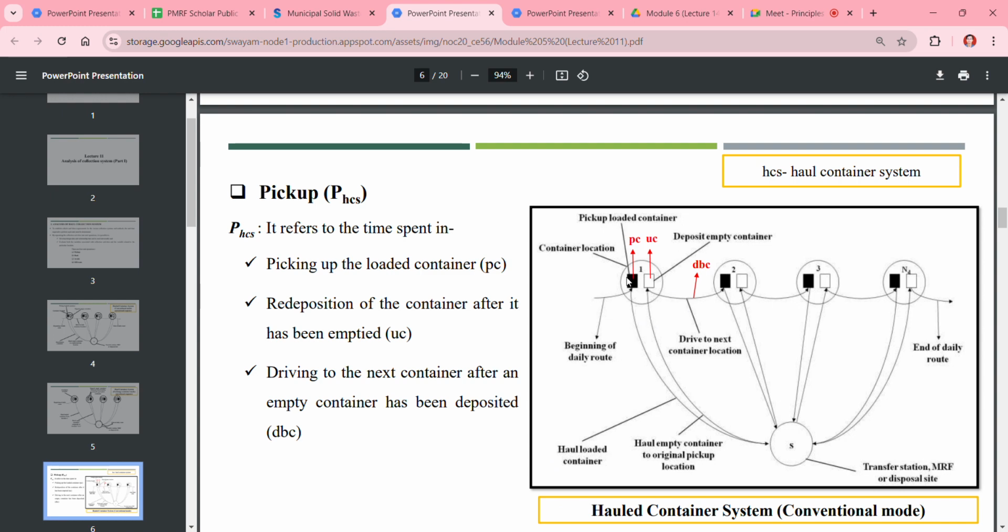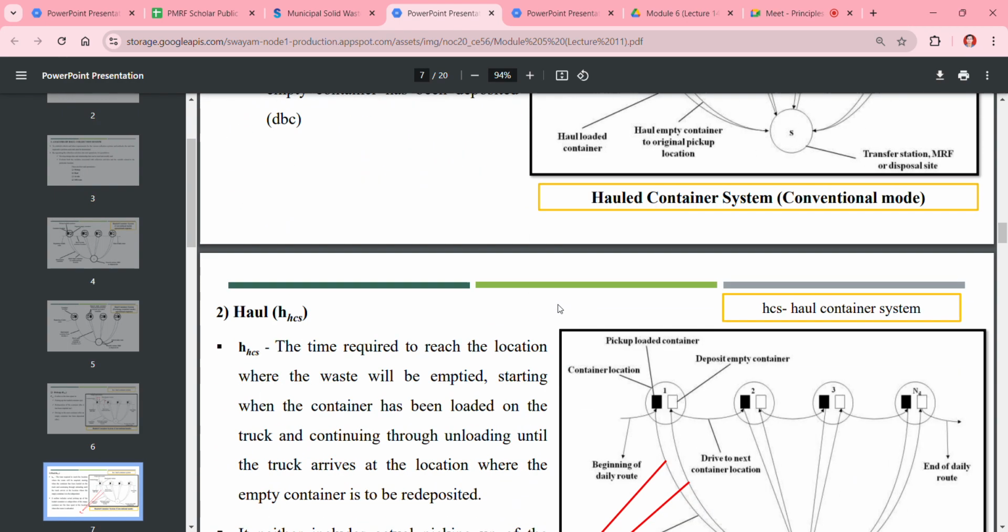So what is the pickup? It is the time when you are picking up the container, and the time when you are redepositing the empty container to the site, and the time between the two sites, from one haul container site to another haul container site. That is known as pickup, PSCS. We are talking about conventional mode.